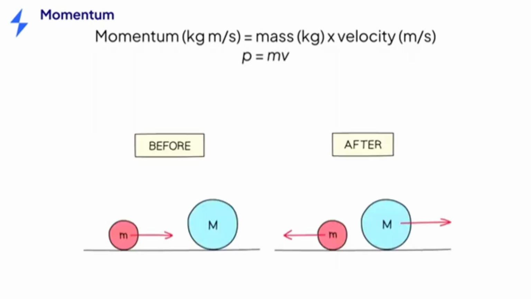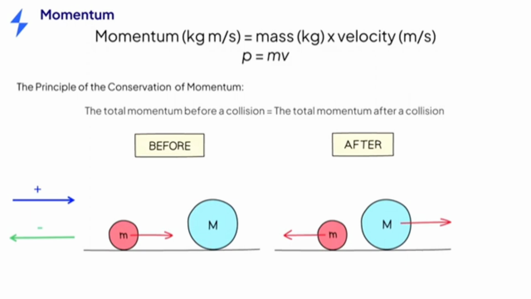These two objects move towards each other and collide. Momentum is conserved. We are taking the right direction as positive and the left direction as negative. The principle of the conservation of momentum states that the total momentum before a collision is equal to the total momentum after a collision.